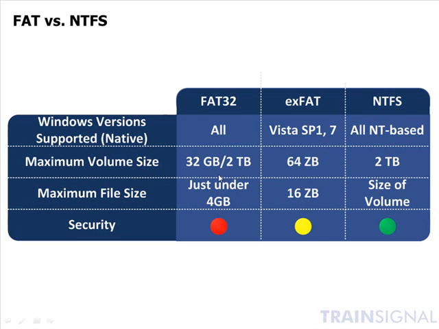The maximum file size on a FAT32 disk is just under 4 gigabytes. It's like 4 gigabytes minus 4 bytes or something along those lines. So it's almost 4 gigabytes in size that you can have for a single file on a FAT32 partition. With extended FAT at 16 zettabytes, again, it would have to be one insane file to get to 16 zettabytes. And with NTFS, really your maximum file size is 2 terabytes. It's the size of the volume. So if you've got a 767 gigabyte volume, you can have a 767 gigabyte file sitting on that volume. The maximum file size is the size of your volume.